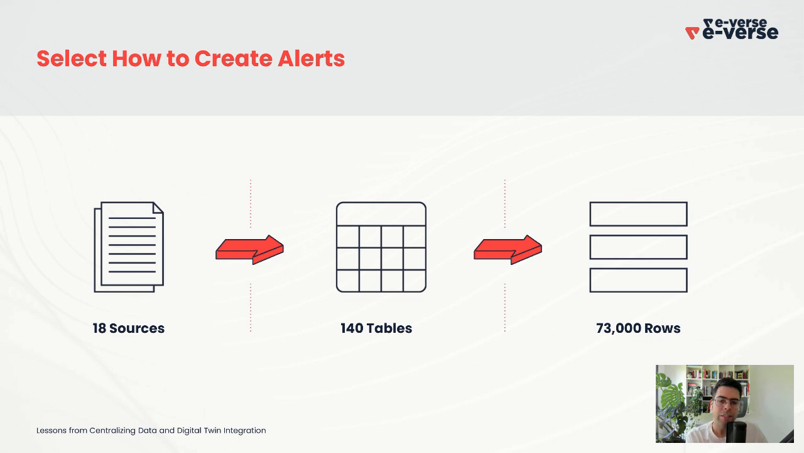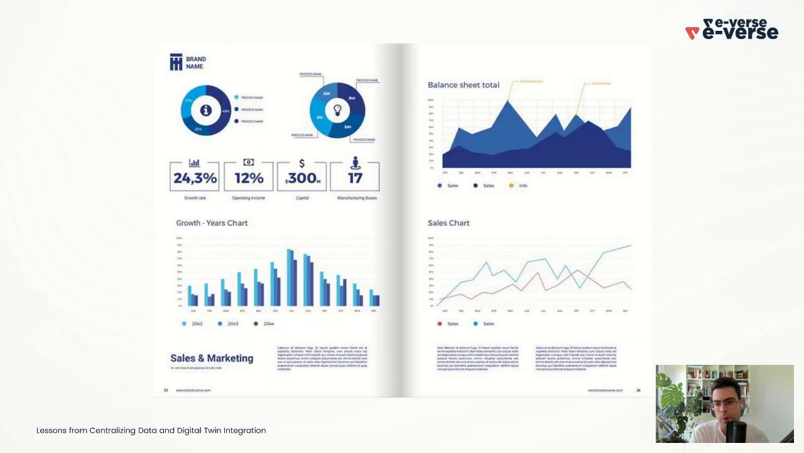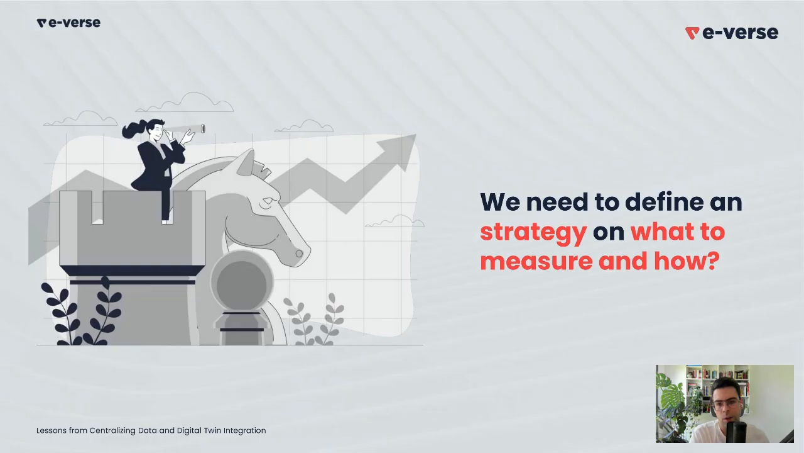So it was 18 sources, 18 different platforms. We ended up having 140 tables, which was huge, and then 70,000 rows. So it was a massive effort to get the initial data. Yeah, and we wanted to create stuff like this. These were the type of reports that the company were imagining.